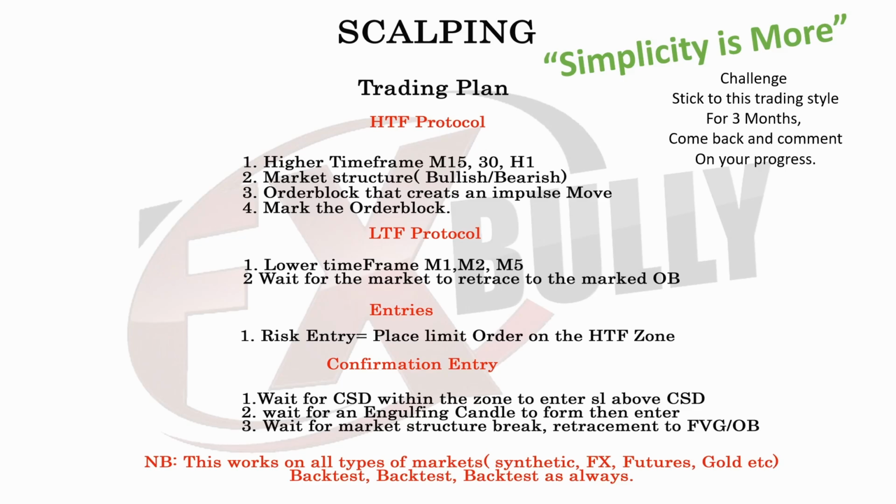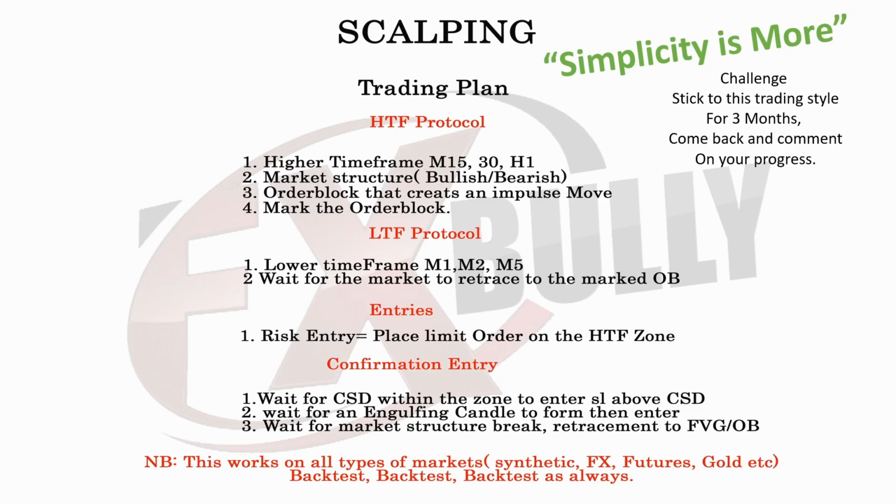On our lower time frame, with M1, M2, or M5, you will choose one of these to conduct your trading. Therefore, we wait for the market to come back to our marked order block on the higher time frame. Then we come to entries. In entries, we have two types of entries: risk entries and confirmation entries.